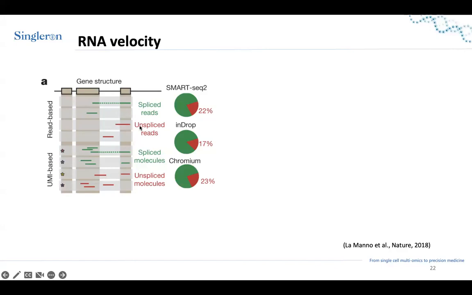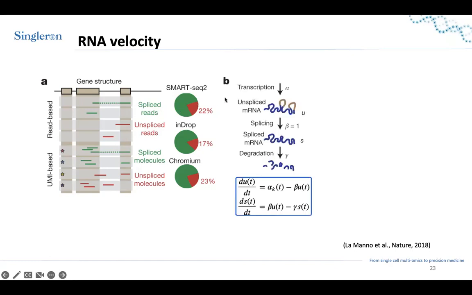Unspliced reads are reads that contain some part of the introns, or they align only to the introns. Statistically, we have between 70 and 80% of spliced reads and between 20 and 30% of unspliced reads, which we can detect with the different single-cell RNA technologies. So once we have the different counts for these, we can then use a model to try to estimate some parameters.